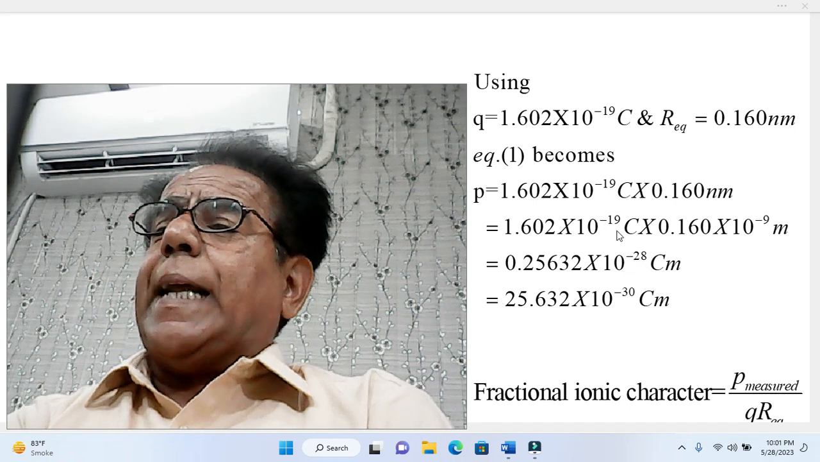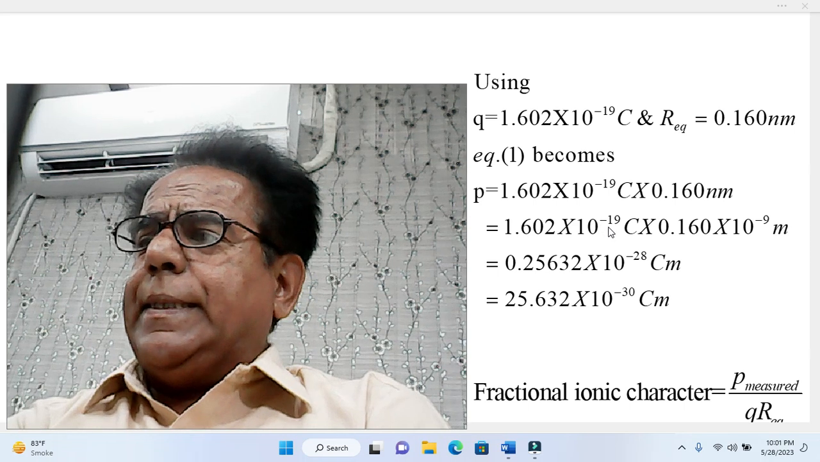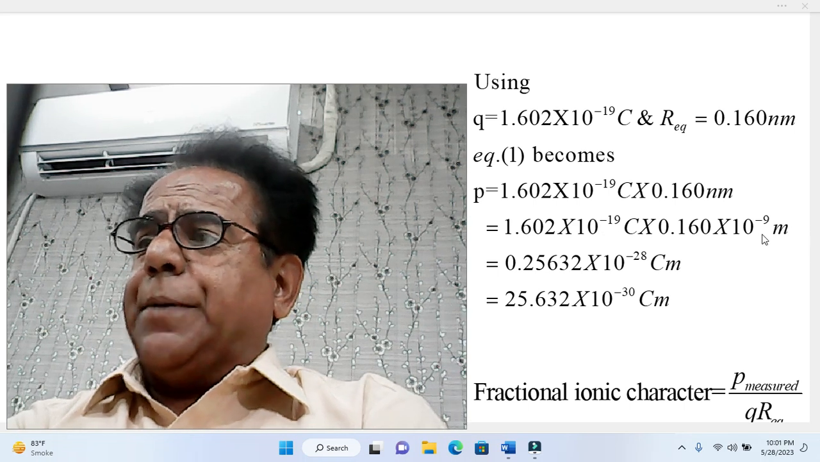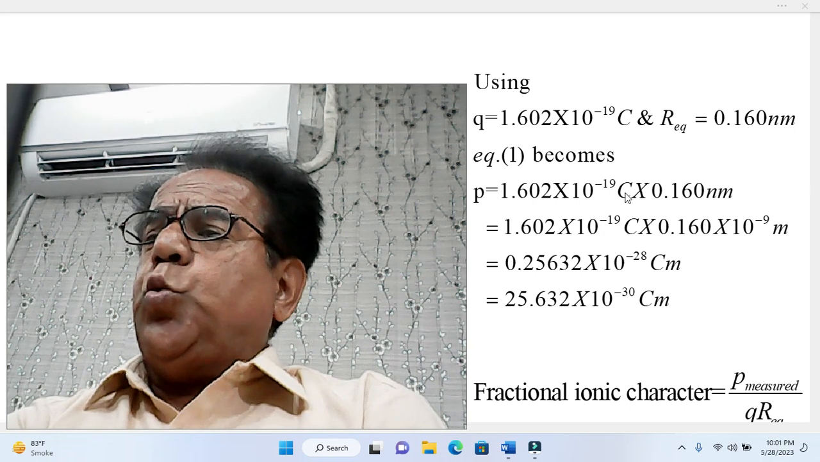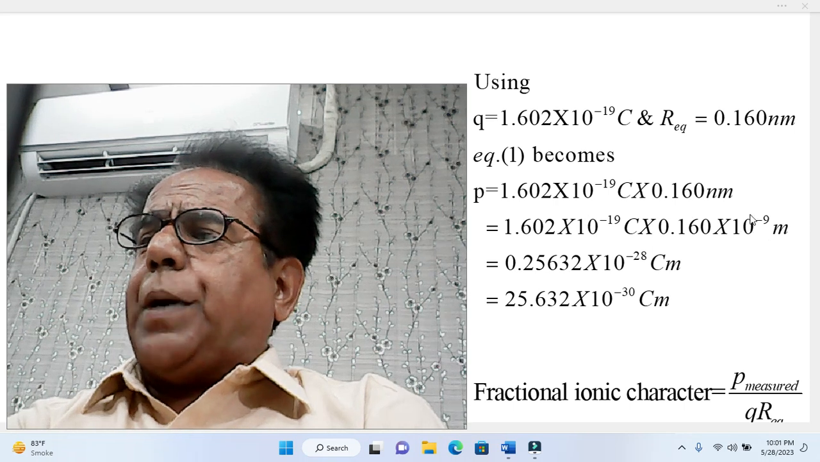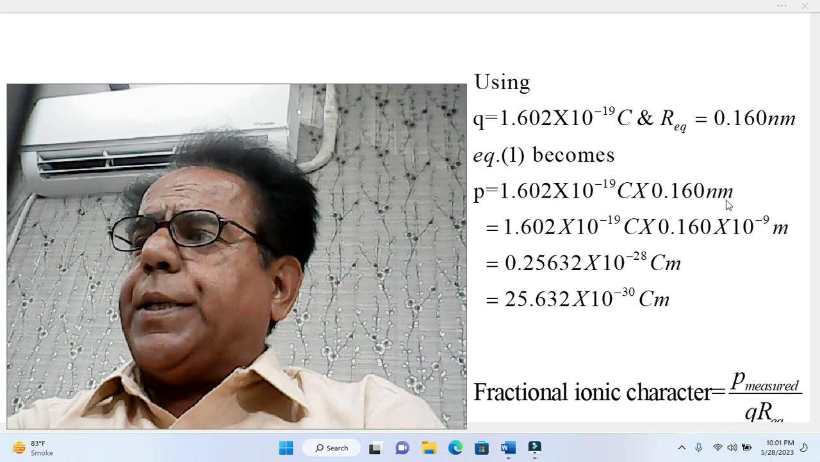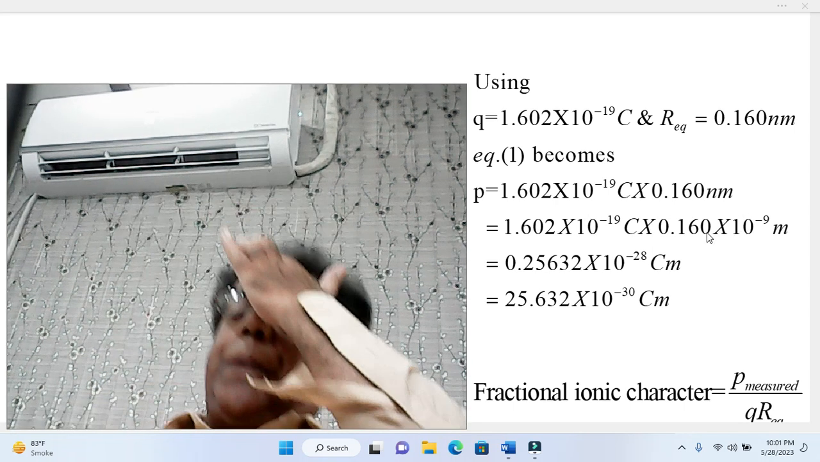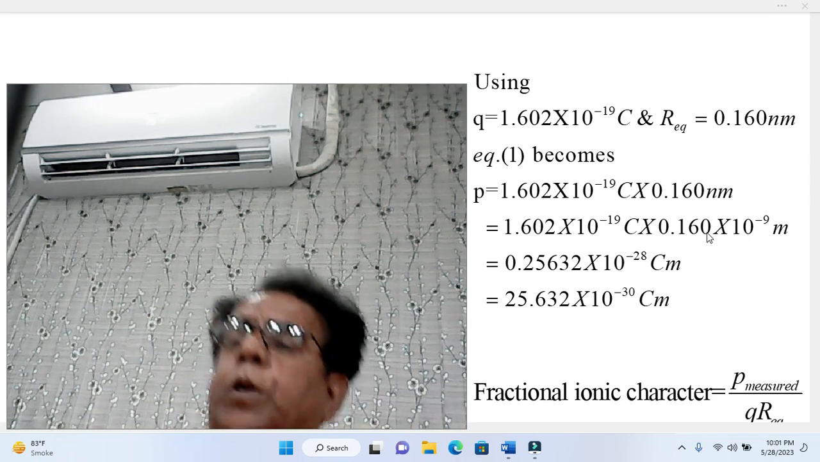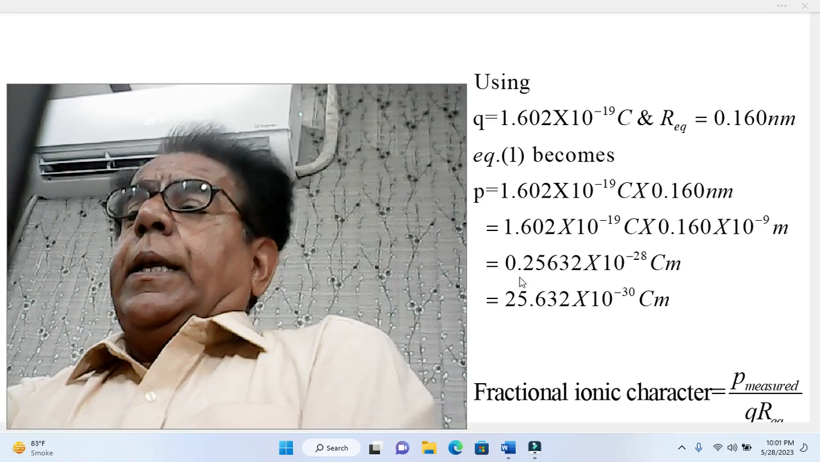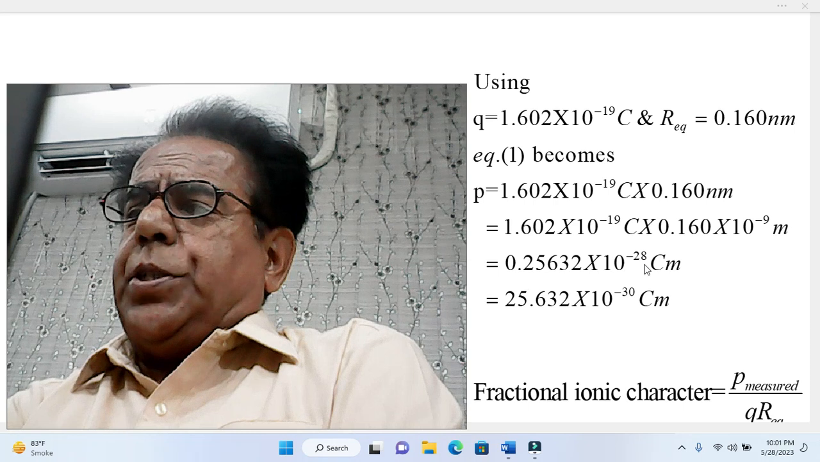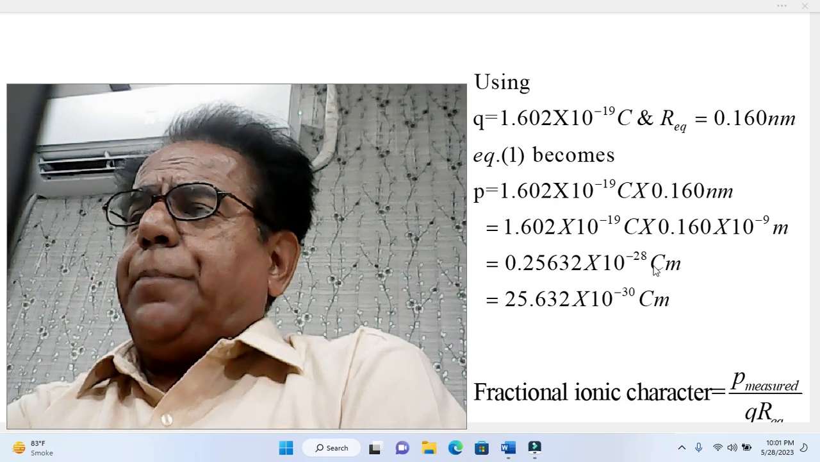This is 10 to power minus 19, this is 10 to power minus 9. These two will contribute 10 raised to the power minus 28. 19 plus 9 is equal to 28. So this becomes equal to this into 10 to power minus 28 coulomb meter.